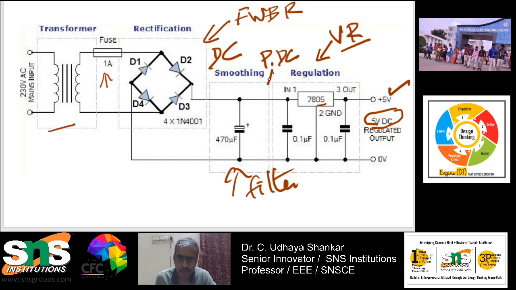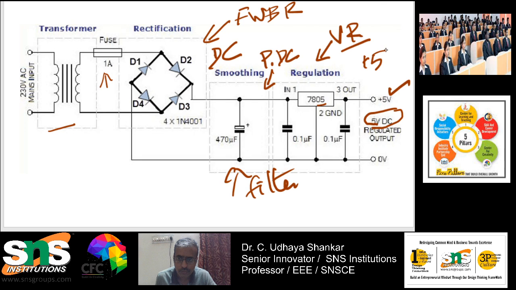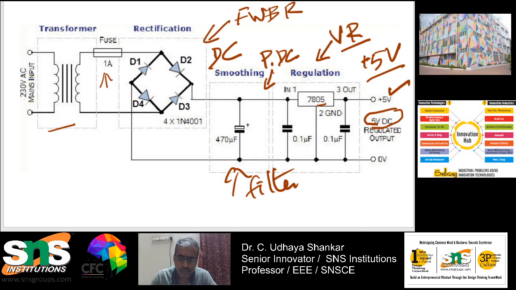At this point you can get pure DC, but in order to get a constant plus 5 volt, I am going to use this 5 volt regulator. So finally you will be getting a constant output voltage. Even if there is an input fluctuation, this IC regulator will maintain the output voltage constant at 5 volts. So this is what the discussion is all about. Hope you are all clear with the design.